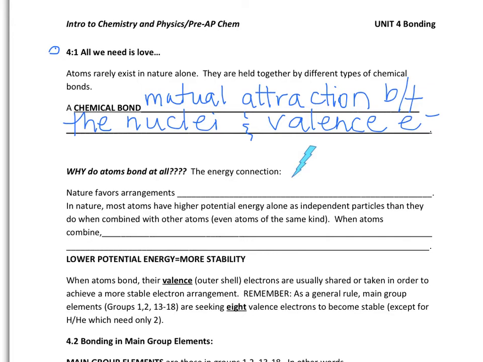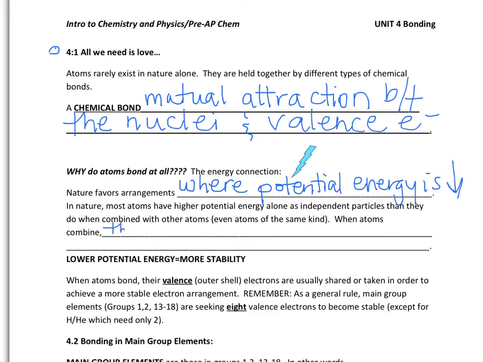Okay. Now, why do atoms bond at all? And that is the energy connection. Nature favors arrangements where the potential energy is lower. And I'm just going to do a down sign since I'm out of room. In nature, most atoms have higher potential energy alone as independent particles than they do when combined with other atoms, even atoms of the same kind. When atoms combine, the potential energy decreases and stability increases.